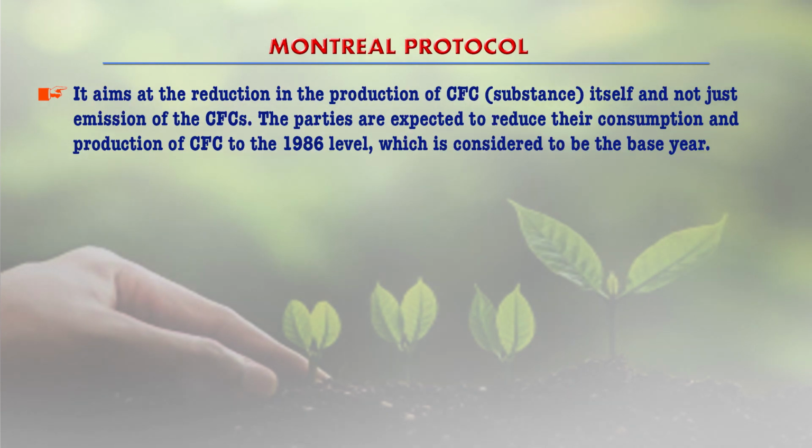The ultimate aim is reduction in production of CFCs itself, not just emission of CFCs. That means to ban production, and parties are expected to reduce their consumption and production to the 1986 level, which is considered to be the base year. Again, the Montreal Protocol is one of the most successful environmental treaties, and it shows that if nations come together, they can do a lot of things for the environment.